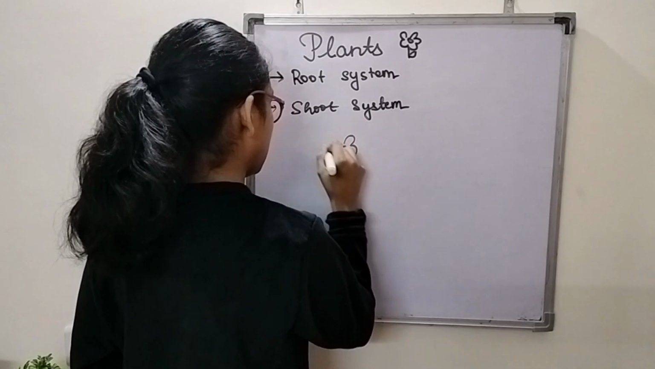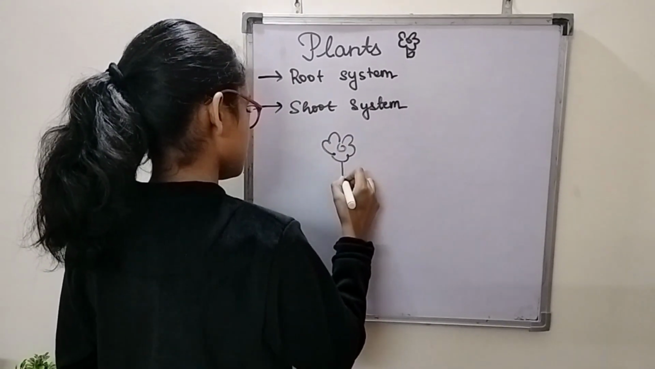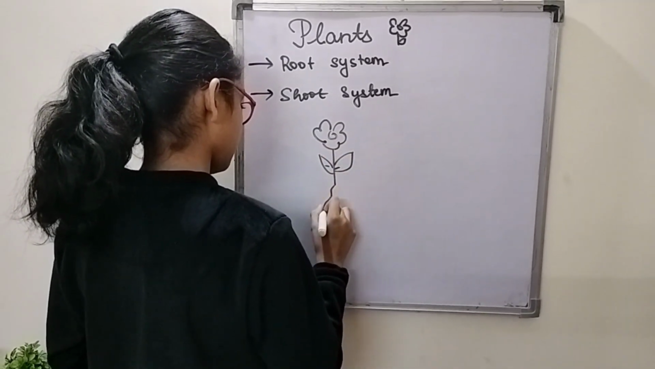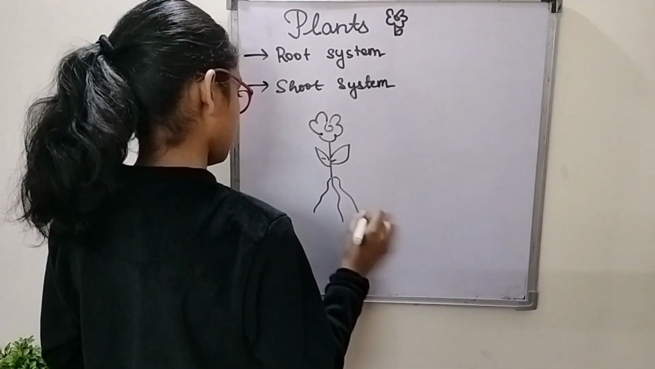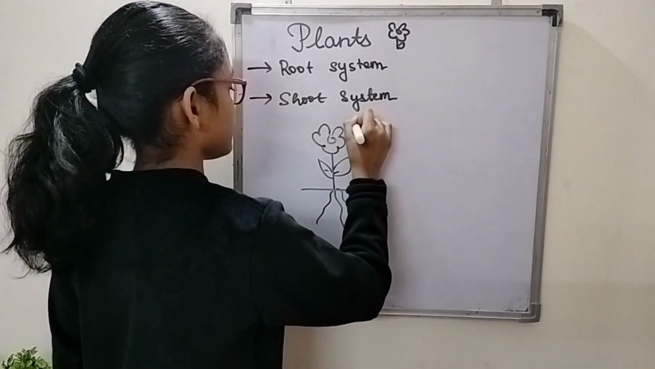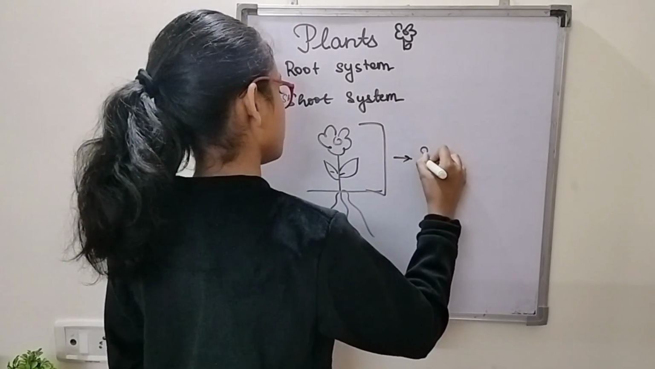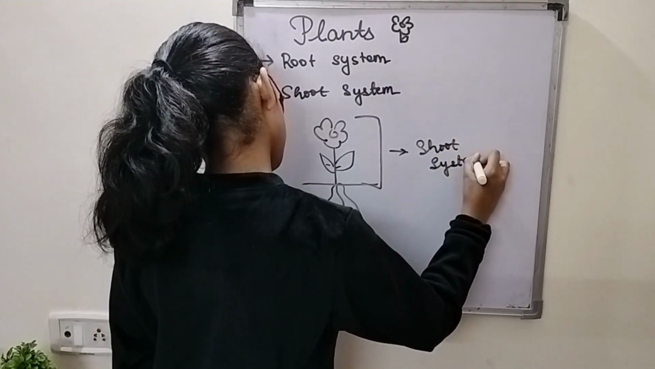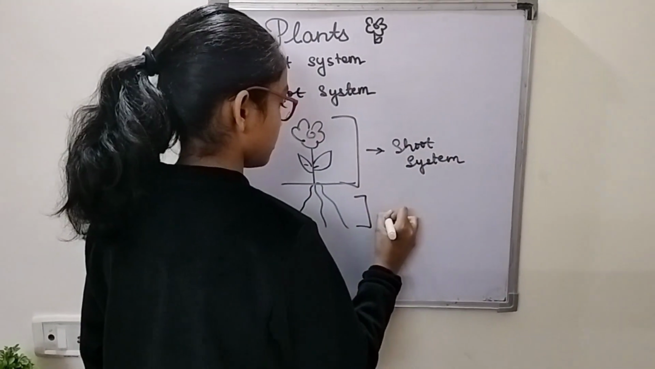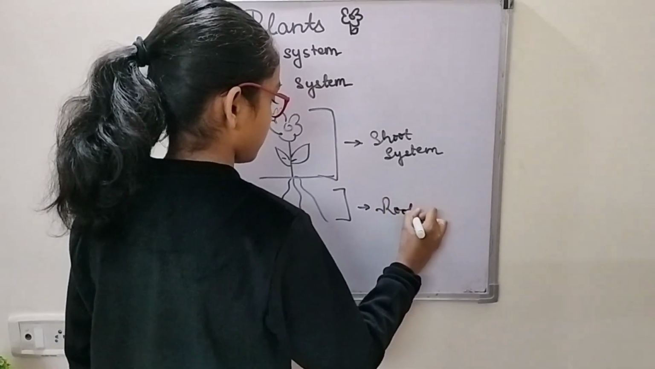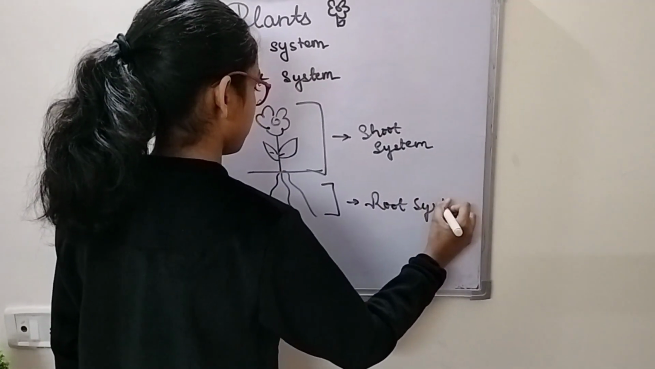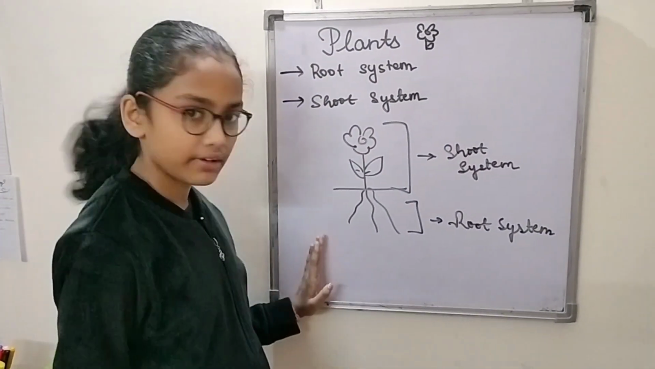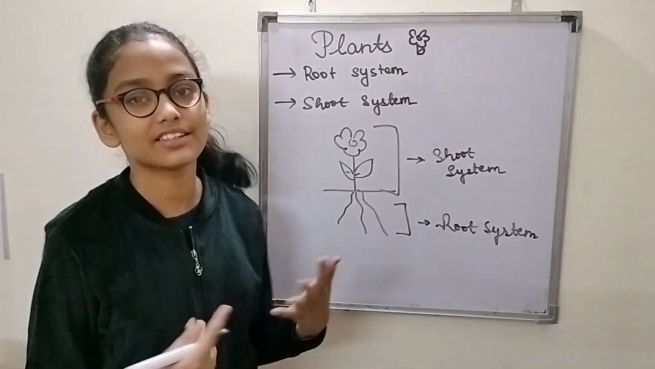So this is the flower, stem, leaf, roots, soil. This is the shoot system. This is the root system. This is my rough drawing. When we are children, we draw like this only.